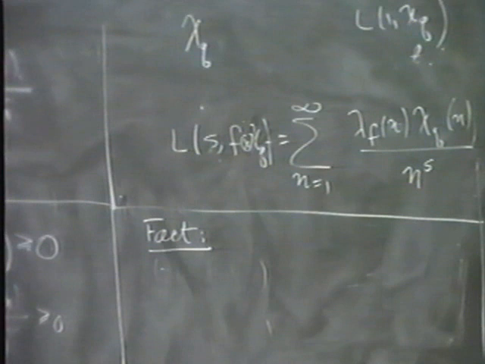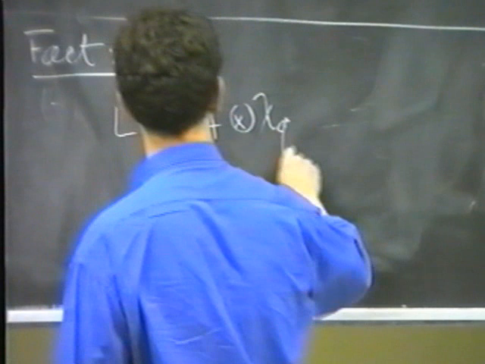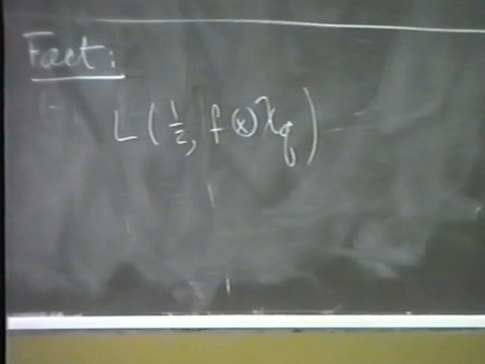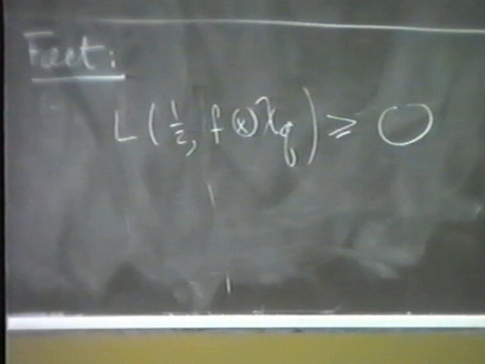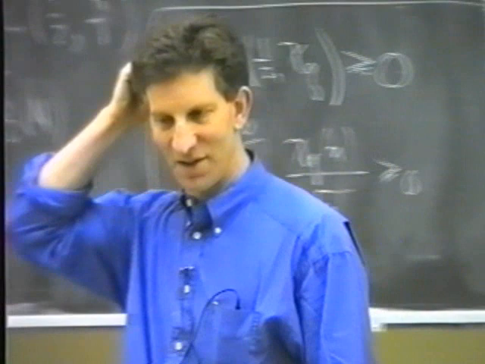It's the only tool, and I'll remind you why it's the only tool in a second. So here's a fact: L(1/2, f twisted by any quadratic character), and f any modular form on gamma naught N, as long as it has trivial central character, is non-negative. This is a theorem. So if instead I have chi(qn) with any of these coefficients, which themselves are plus or minus at random, it's true. It's remarkable we know that, but we don't know the other.